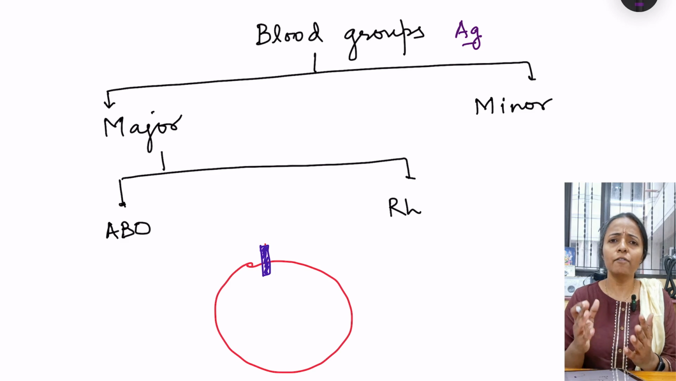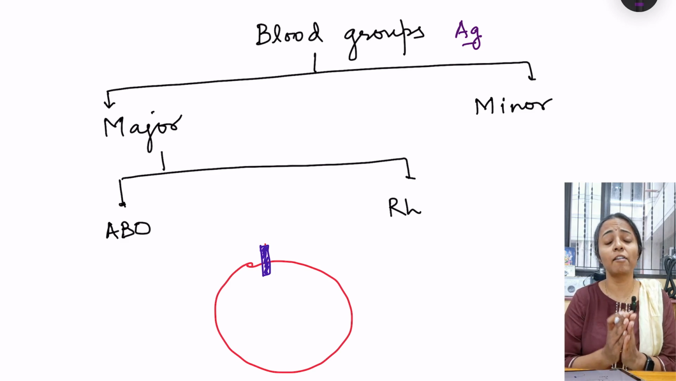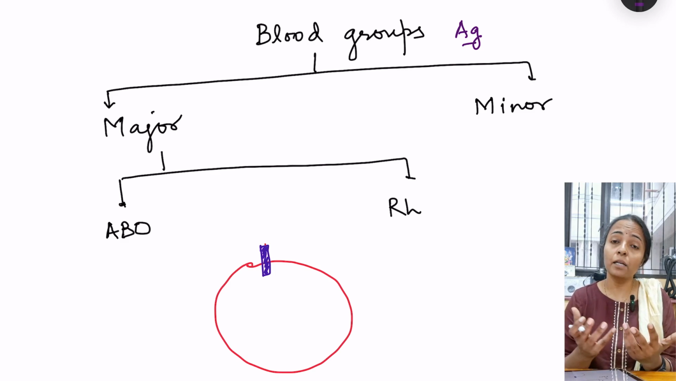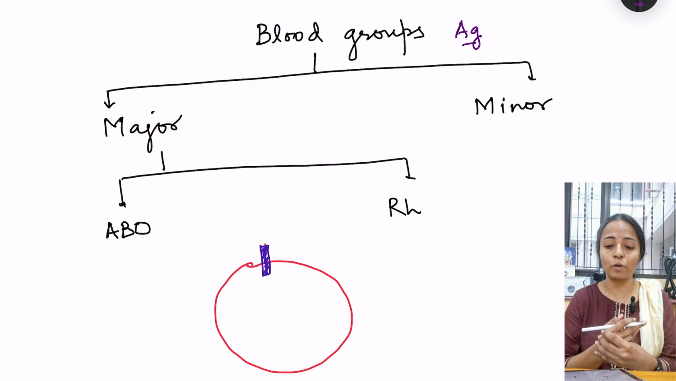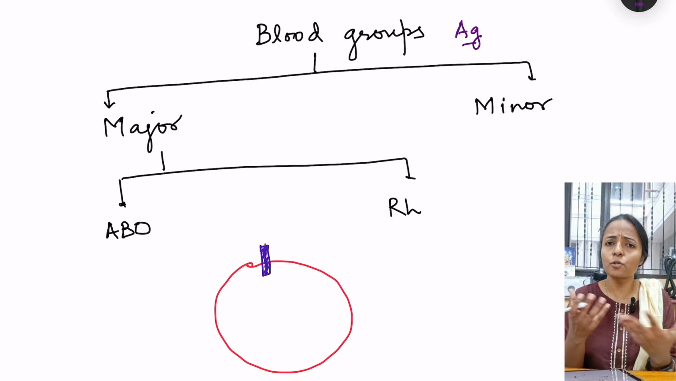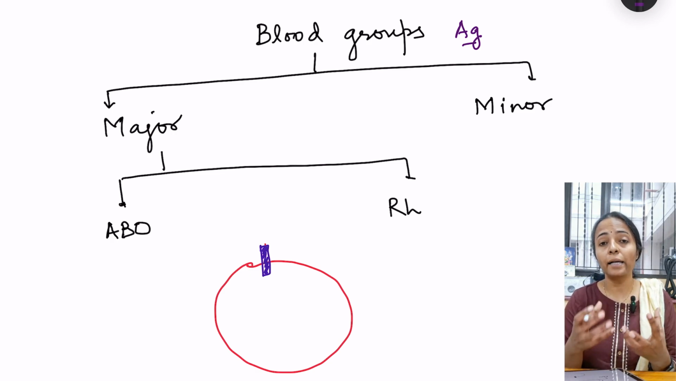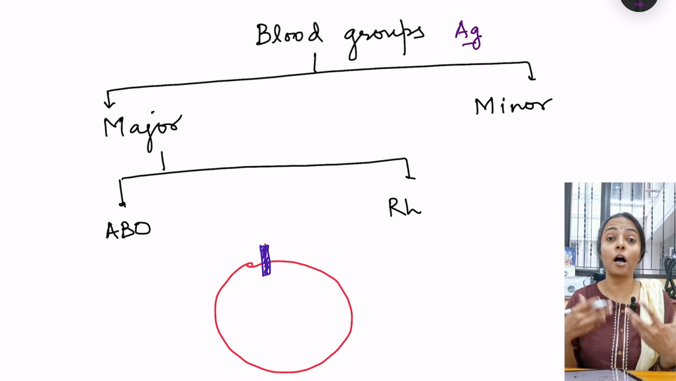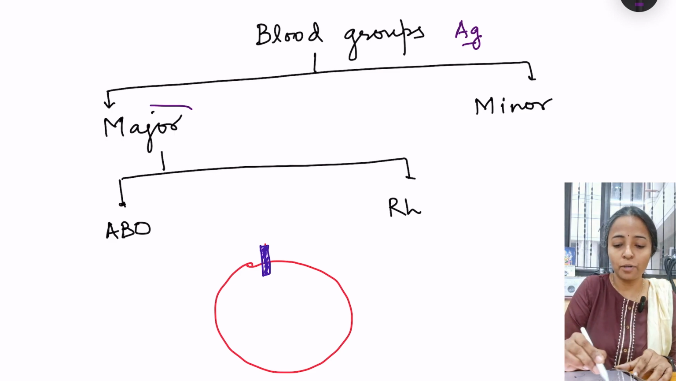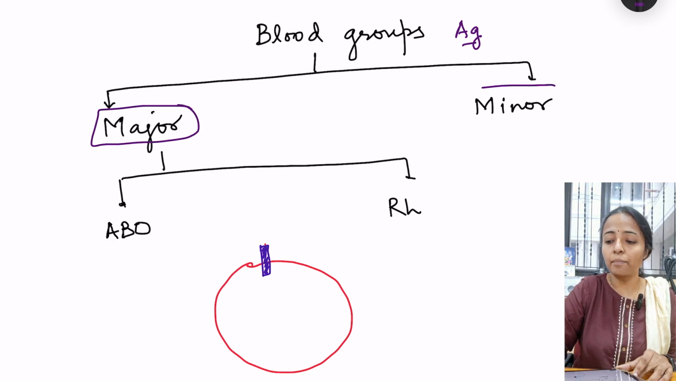We have more than 30 blood group systems that have been discovered, and there are many which have not been discovered till now, because these are just the antigens present on the RBC membrane, right? Based on whether these antigens can elicit an immune response, which we will see a little later, that is, whether antibodies can be generated and how much, we classify blood group systems into major and minor blood group systems.